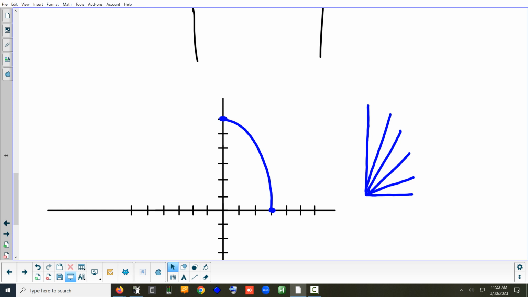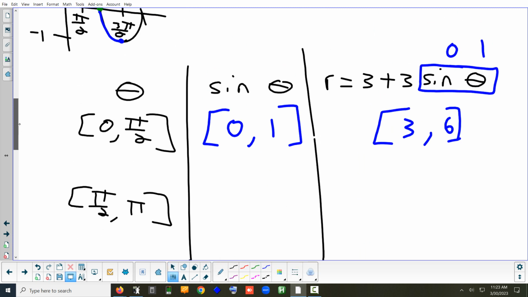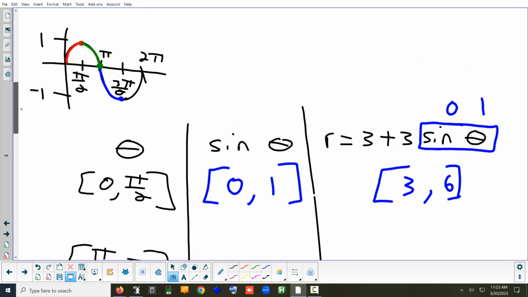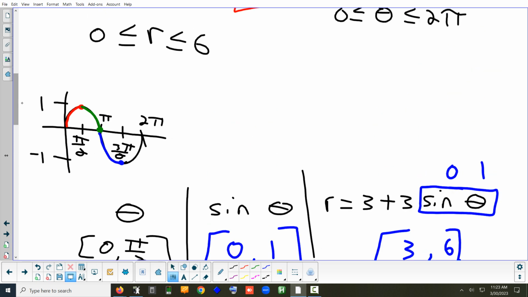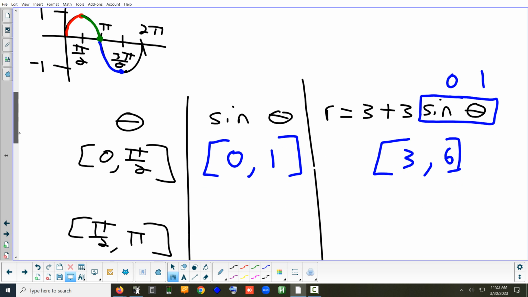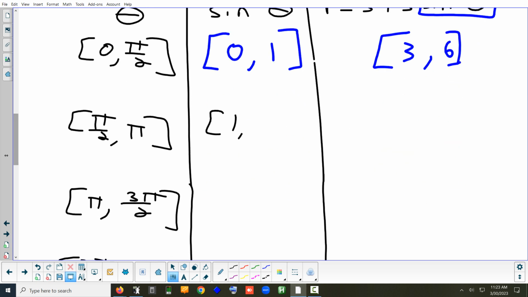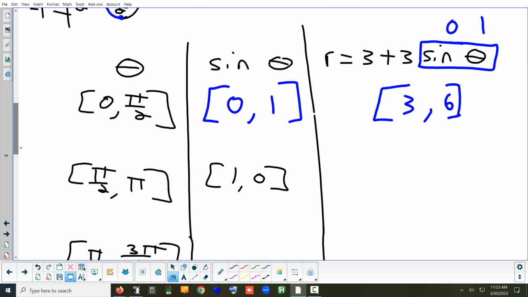Now we want to look at what's happening in the next section. It's like quadrant 2. What's happening to your sine function from pi over 2 to pi? It's going from 1 to 0. So now if the sine function is going from 1 to 0, what would this entire thing be doing?